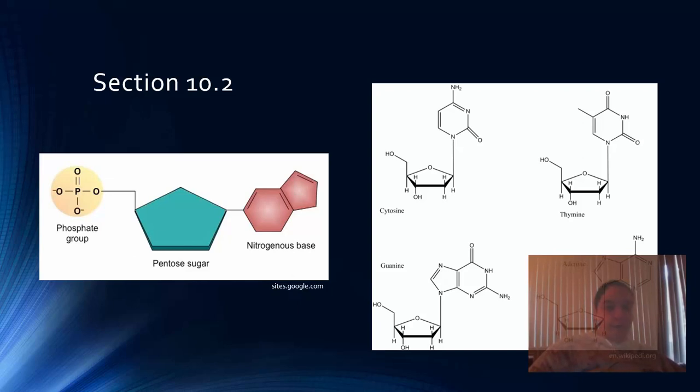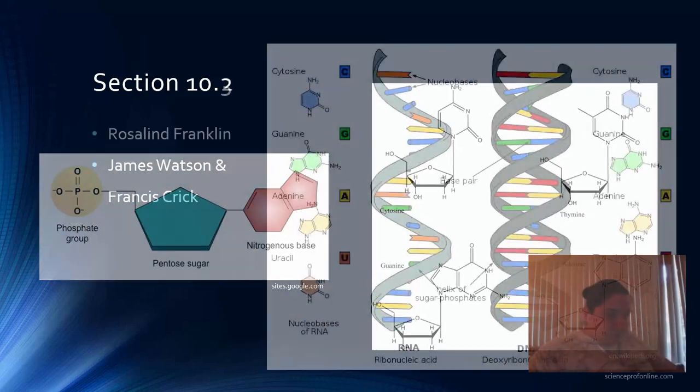The sugar, that pentose sugar in DNA, is called deoxyribose. Any molecule you'll hear of that ends in ose is a sugar, whereas in RNA it's a smaller, simpler sugar, still has the same 5-sided shape though. In RNA the sugar is called just ribose instead of deoxyribose.